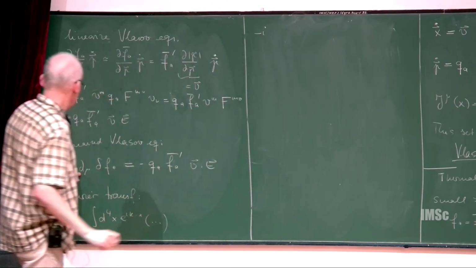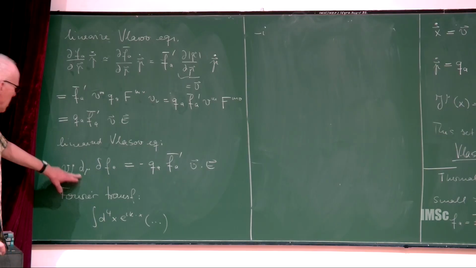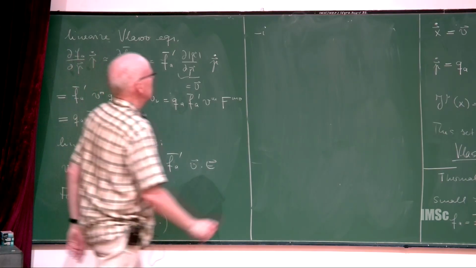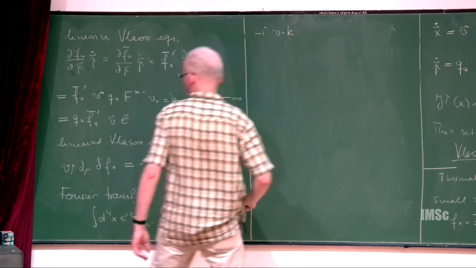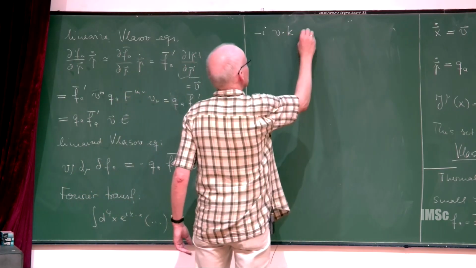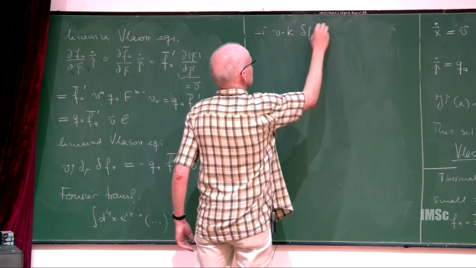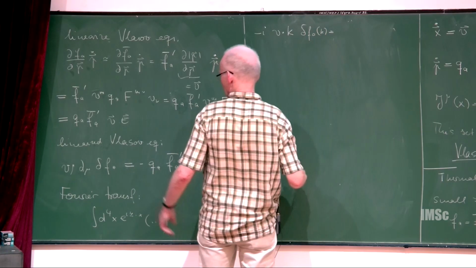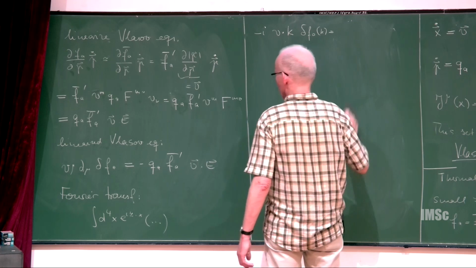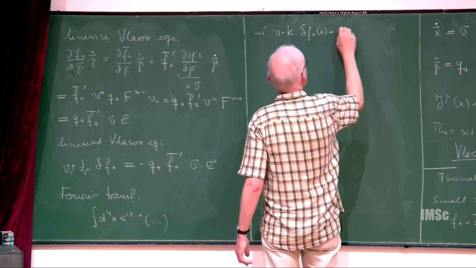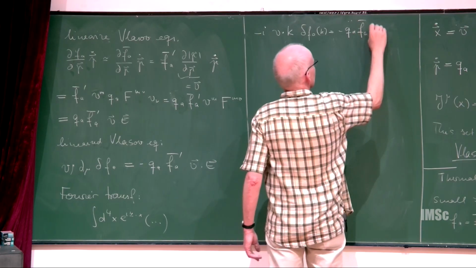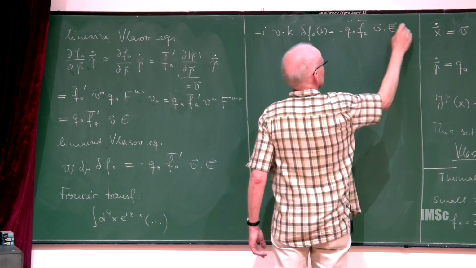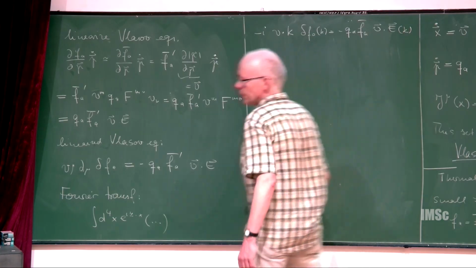And then here, the derivative turns into the k mu. So I get v dot k times delta f_a of k. That's the left-hand side. And on the right-hand side, we have minus q_a f_a bar prime v dot E of k. Okay?